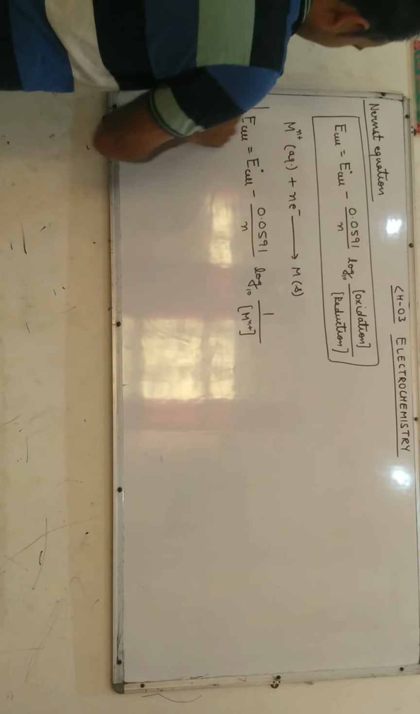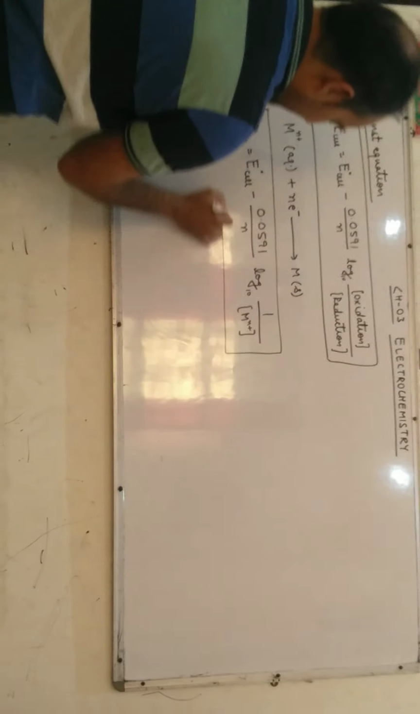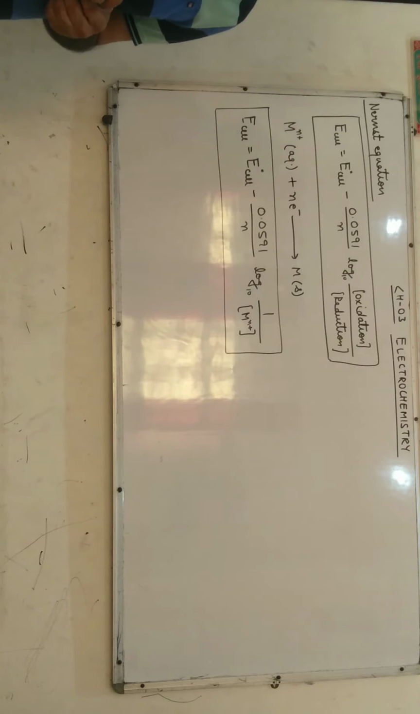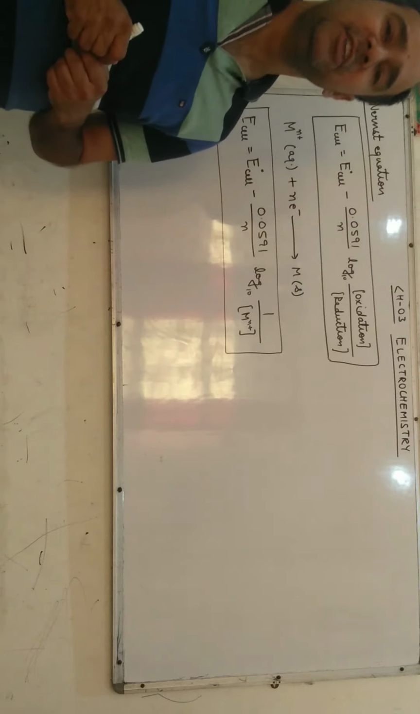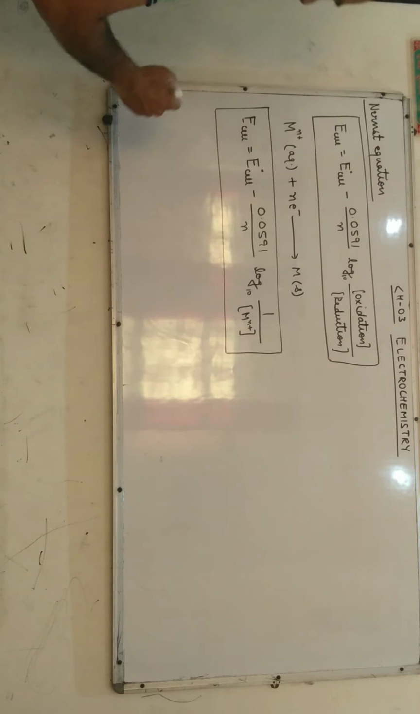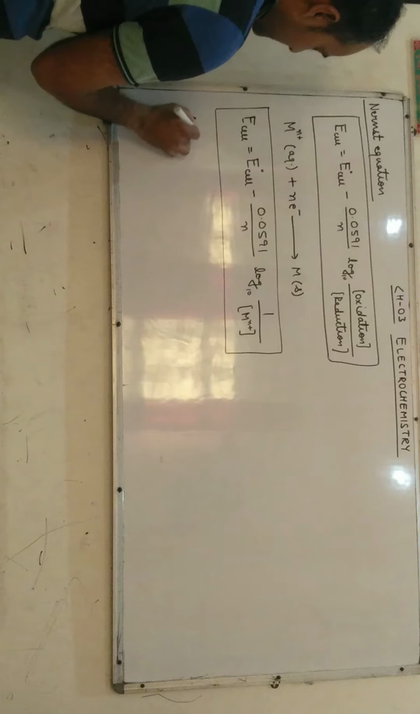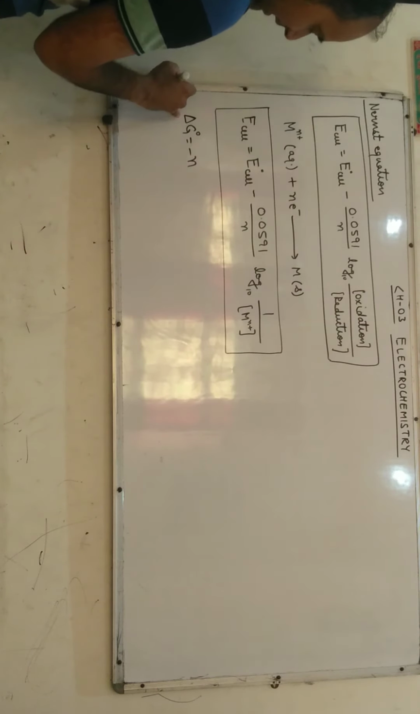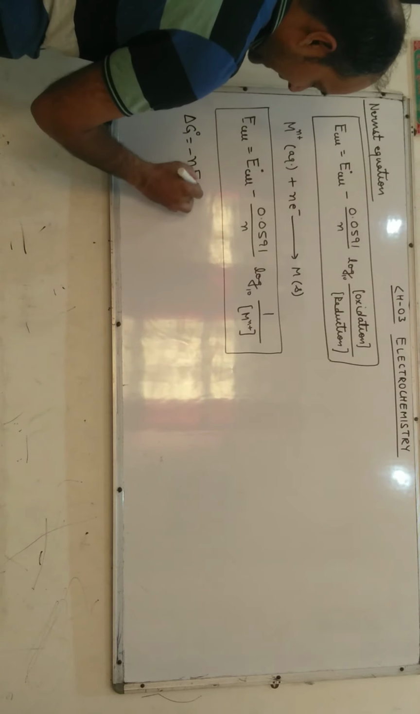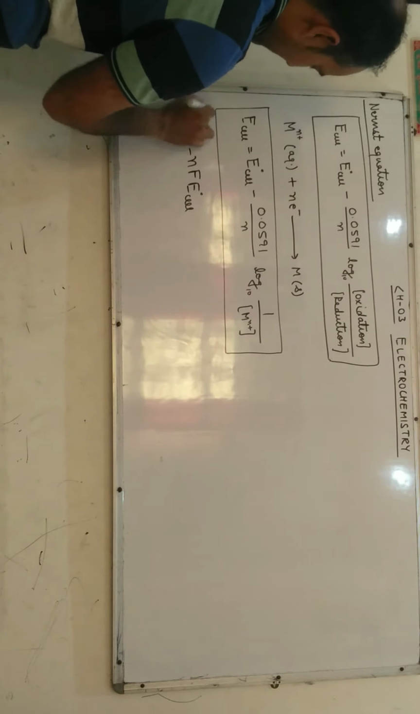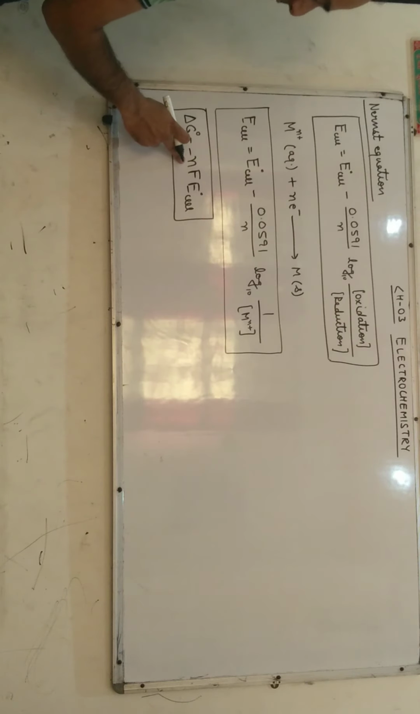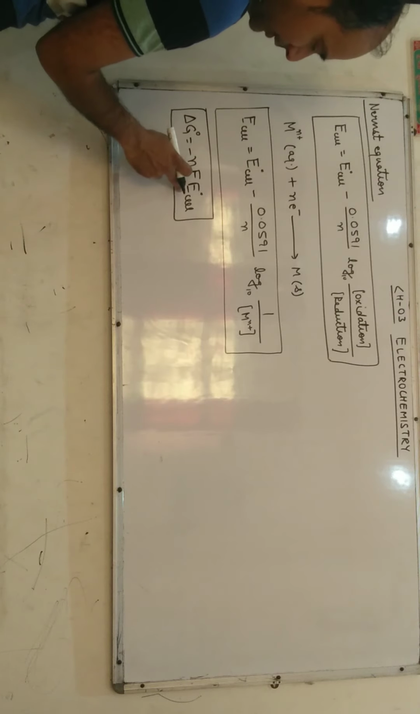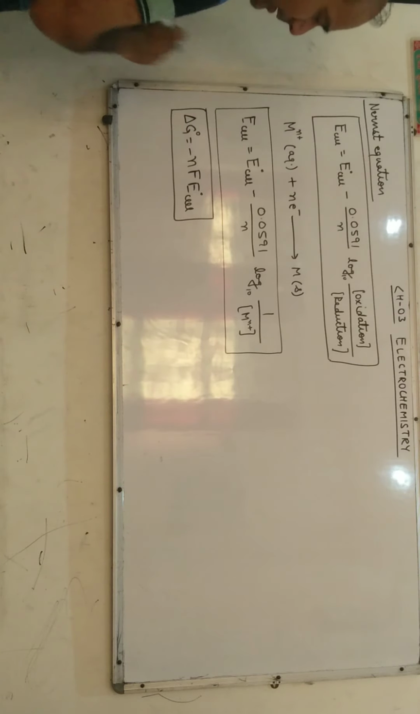So it is the way by which we calculate EMF of cell. Now there is a relationship between E naught cell and standard Gibbs free energy. The relationship is delta G naught is equal to minus nFE naught cell. Here n is the number of electrons lost or gained, F is the Faraday constant whose value is 96500, and E naught cell is the cell potential.